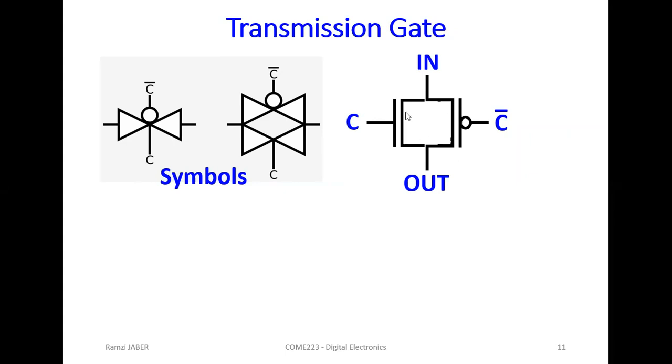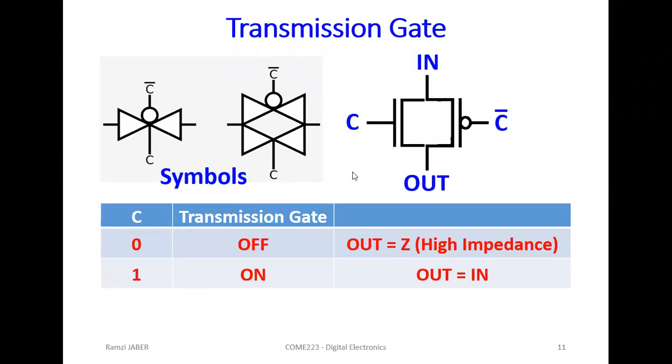Okay, so now we have something like this. For C equal to 1, C high voltage, the N channel will be on, and C bar will be 0, so the P channel will be on. So the two transistors are on and the transmission gate will be on. So for C equal to 1, both transistors will be on, so the output always equals the input as a strong signal, 0 and 1.